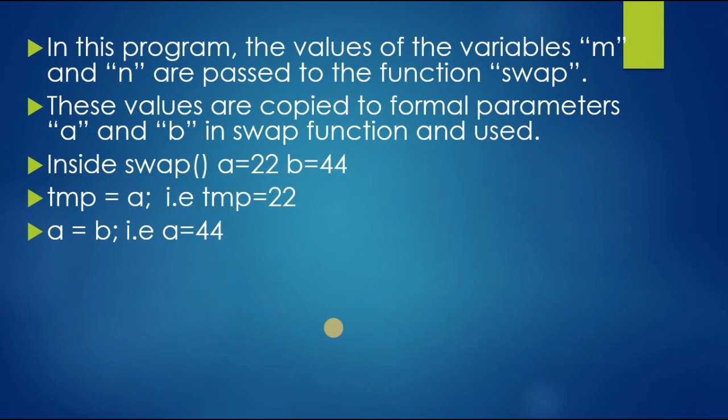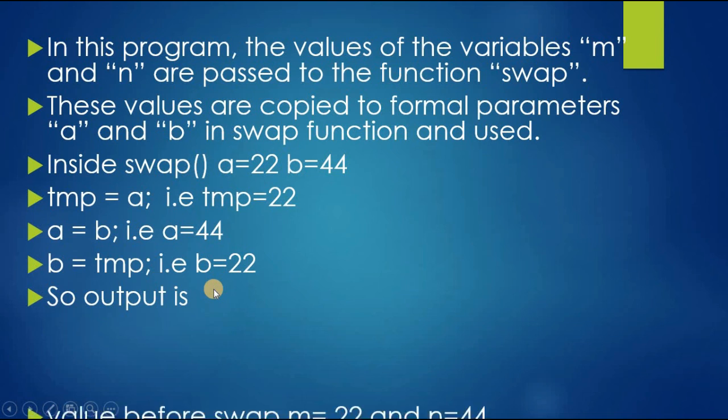Then a is equal to b, that is a is equal to 44 because we got b's value as 44. So a is equal to 44 now. Then b is equal to tmp, that is b is 22 because we got tmp is equal to 22. So b is equal to 22 now and a is equal to 44 now.